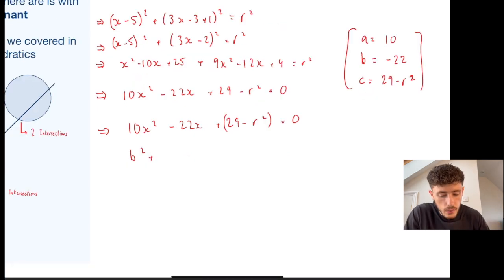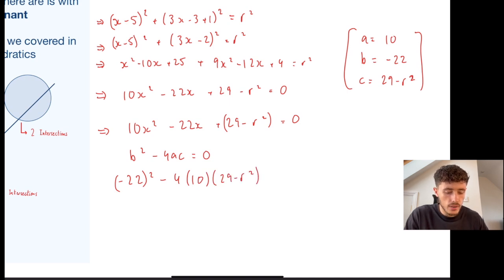Anyway, we know that b squared minus 4ac should equal 0 because it's a tangent. So plugging that in, we've got minus 22 all squared minus 4 lots of 10 times 29 minus r squared is equal to 0. I would recommend using a calculator just to make sure you get all of these numbers correct. So 22 squared is going to be 484. Minus 40 lots of 29 minus r squared equals 0.